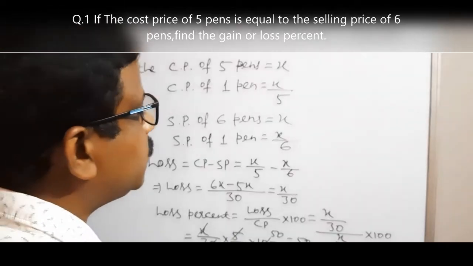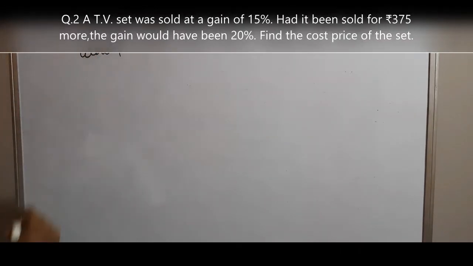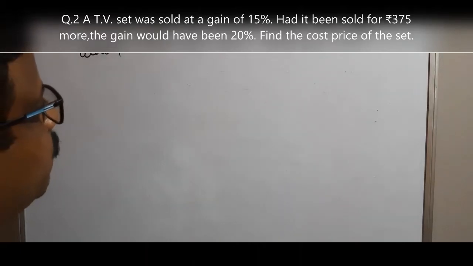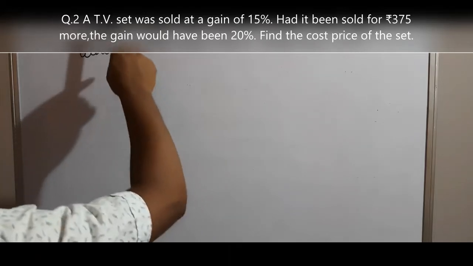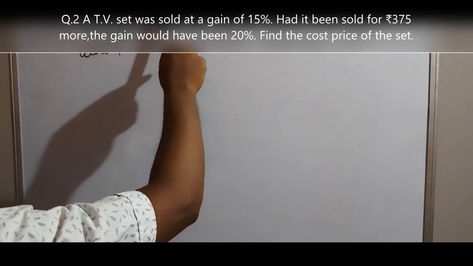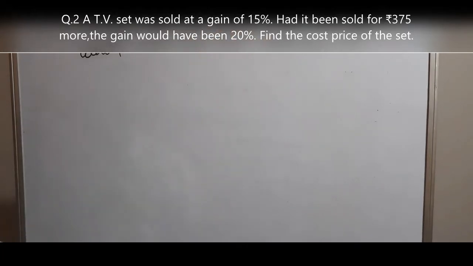So another question you see. Question number 2. A TV set was sold at a gain of 15%. Had it been sold for rupees 375 more, the gain would have been 20%. Find the CP. So which is unknown here? The question asks you to find CP. So CP we have to take as a variable. In the first statement, if we take CP as X, gain is 15%, so we get the selling price.